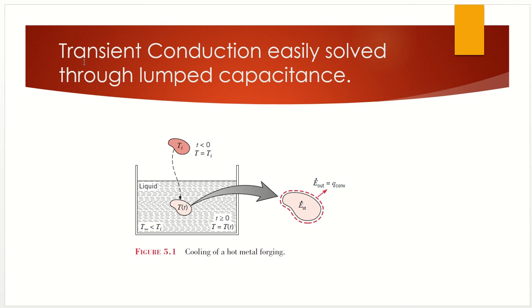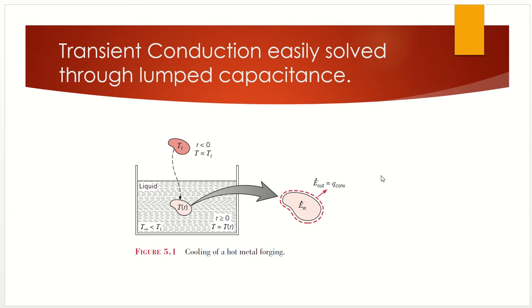An example is considering a hot metal forging that is initially at uniform temperature and is quenched by immersing it in a liquid of lower temperature. So here you have a piece of hot molten metal and you dip it in the liquid, and as you can see here there is a boundary condition and the energy of the metal is going out into the liquid, which is over here.